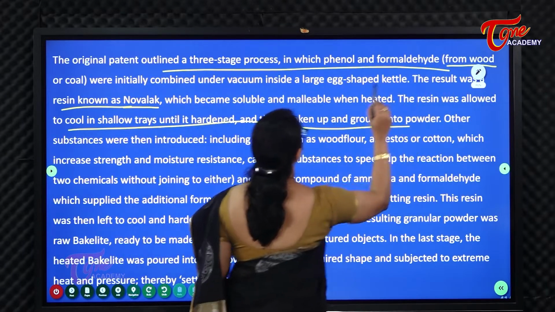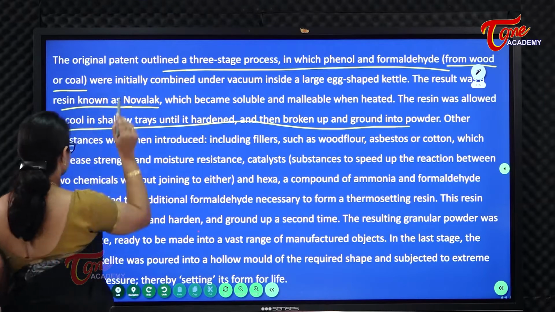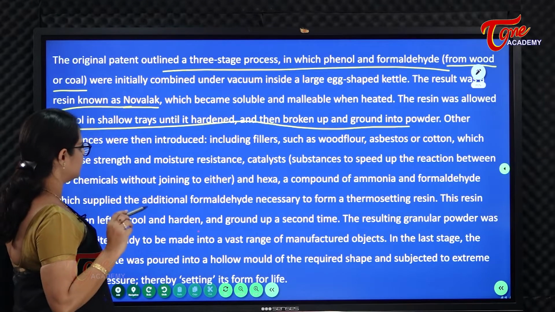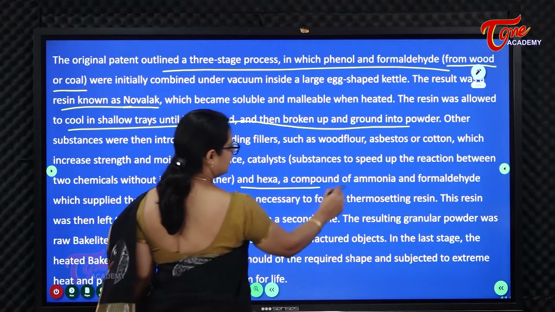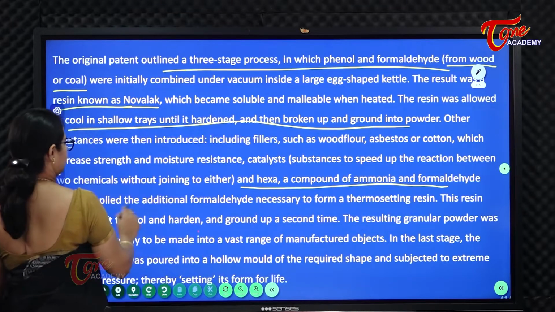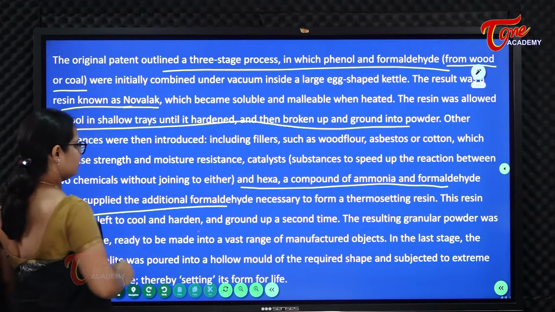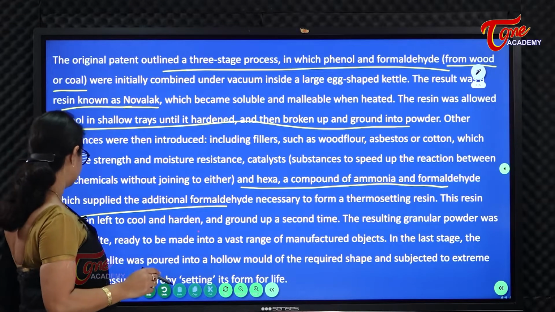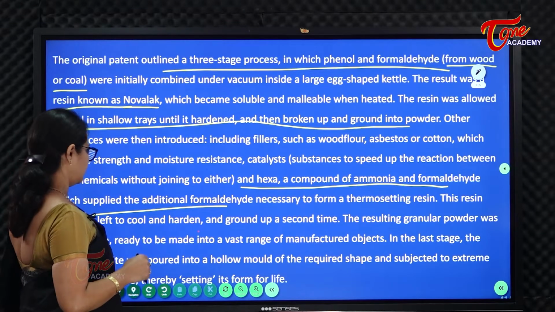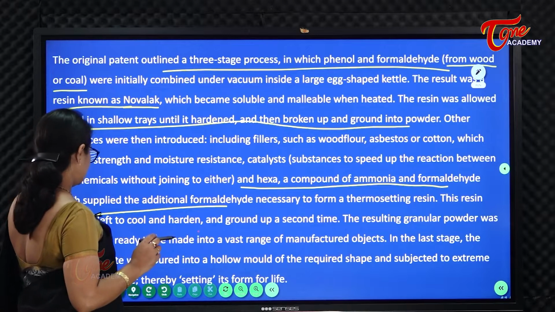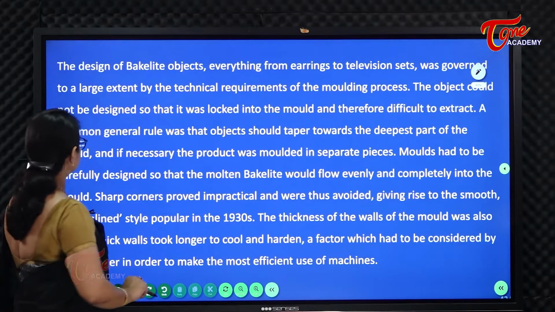Okay, formaldehyde and phenol from wood and coal, so fillers. All right, and you have to underline hexa, a compound of ammonia and formaldehyde which supplied additional formaldehyde that was necessary for thermosetting. That is one more thing. Okay. So these are the things that we need to underline.